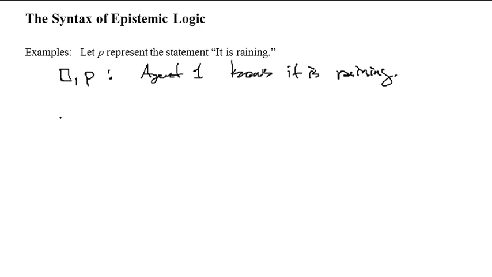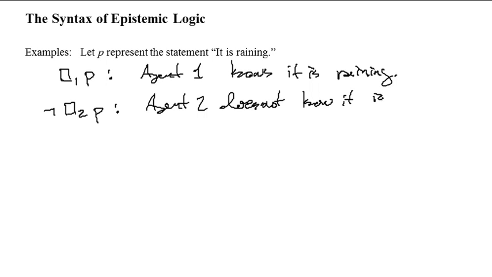And perhaps we can also bring in some other agent. We could say not box 2 P, that means that it's not the case that agent 2 knows that it's raining. Or in other words, agent 2 does not know it is raining.